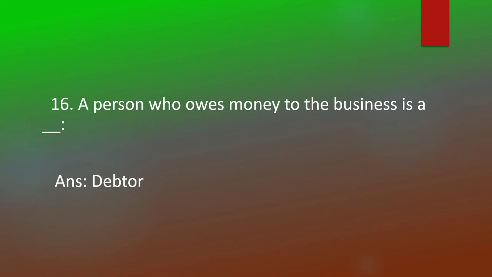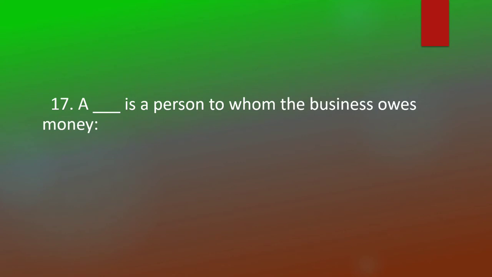ബിസിനസ്സിന് ക്യാഷ് കൊടുക്കാനുള്ള ആൾ ഡെറ്റർ. A creditor is a person to whom the business owes money. Purchase denotes goods brought for sale.